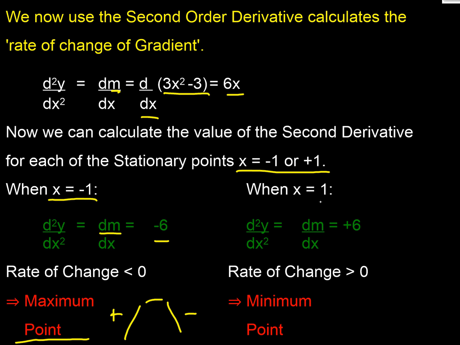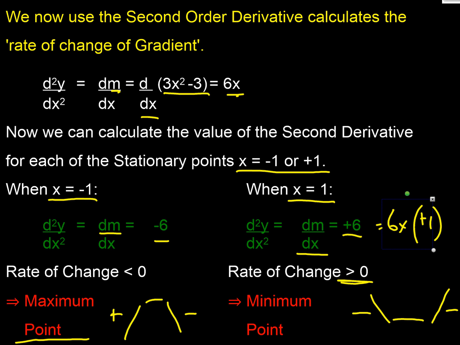Now, when x equals 1, then the rate of change of gradient is going to be plus 6, because that's 6 times plus 1 in our expression. So our rate of change is greater than 0. And what we're looking at is a change where the gradient has gone from negative to positive. The change is positive, isn't it? Therefore, we're looking at a minimum point.